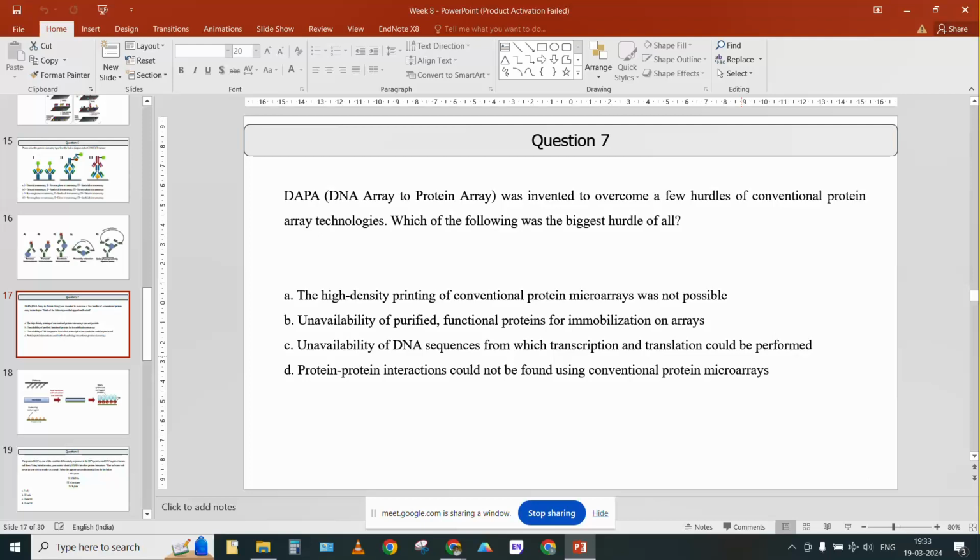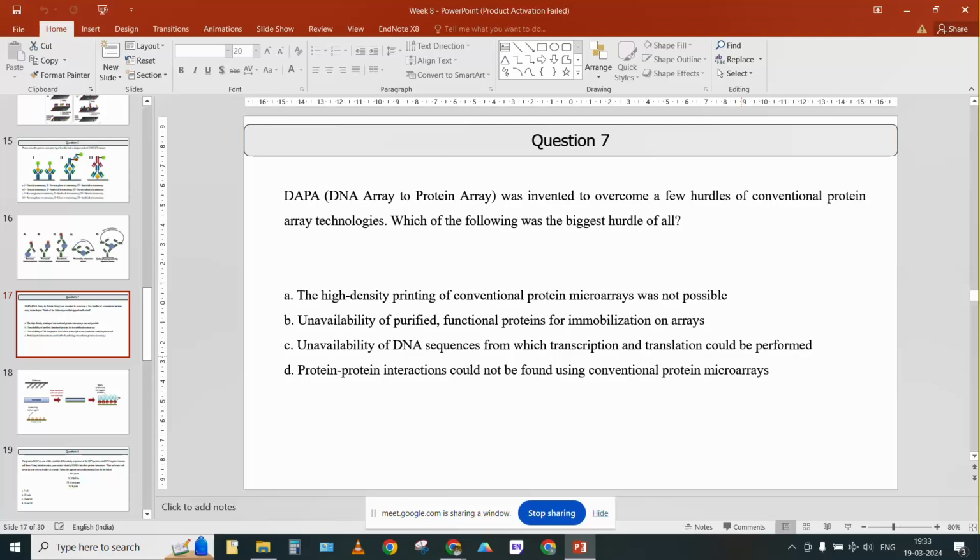While this is a challenge in conventional protein microarray, it's not the most significant hurdle addressed by DAPA. Protein-protein interaction studies can be performed using other approaches, and the conventional protein microarrays can still be a valuable tool in this regard.